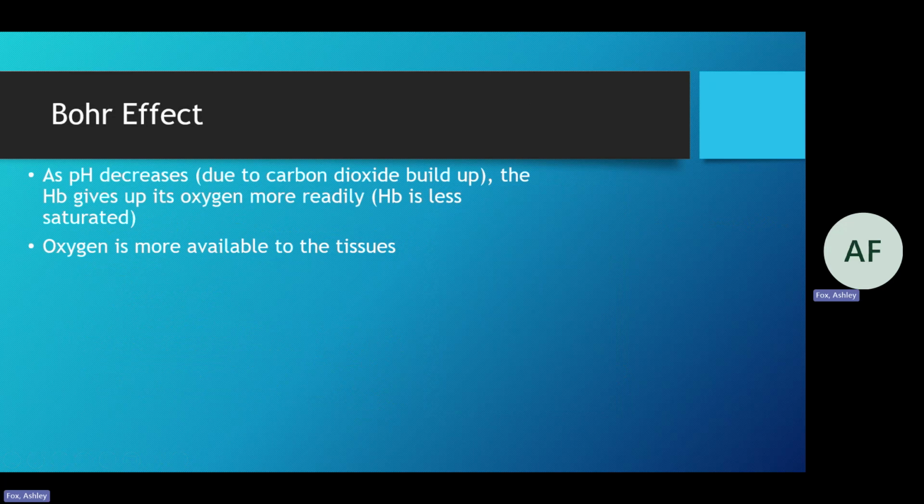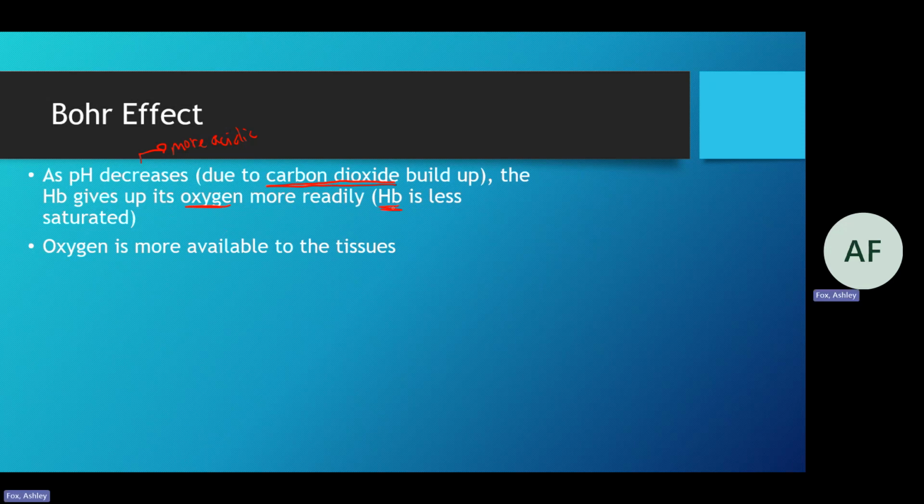So we look at the Bohr effect. As pH decreases, meaning it gets more acidic, and again, a lot of times that is from carbon dioxide buildup, and we'll see why it's acidic in the next video, hemoglobin is going to give off oxygen more readily.